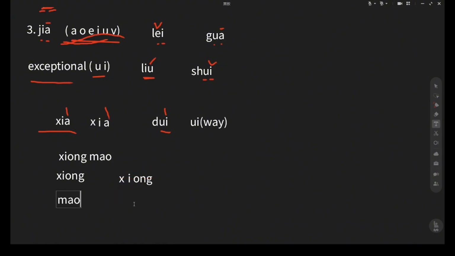So how about this one? The vowel is O. Remember? More, mer is mer. So mer or mau, right? So I read it with the correct tone.